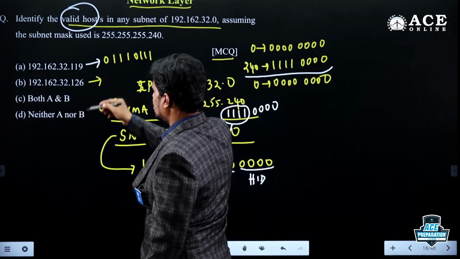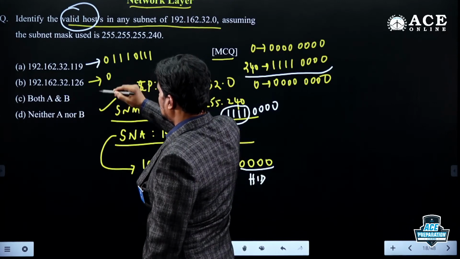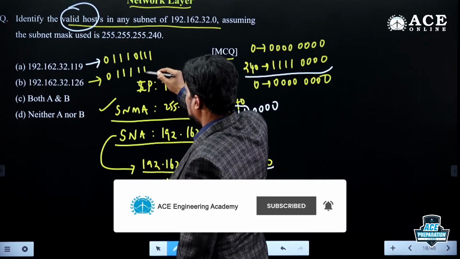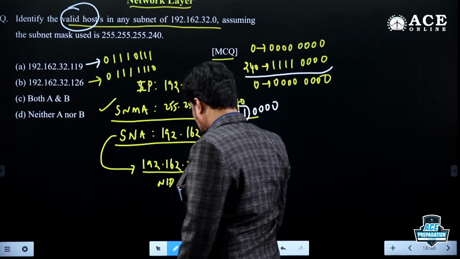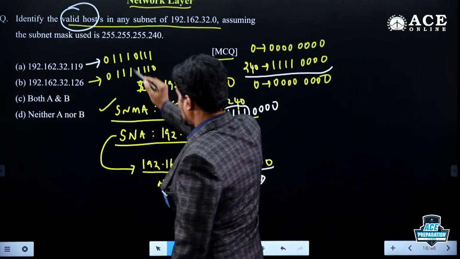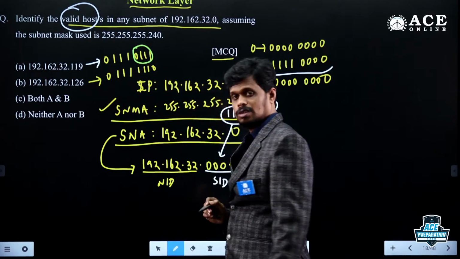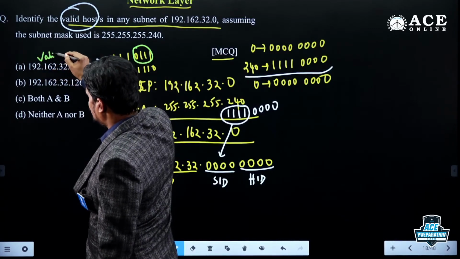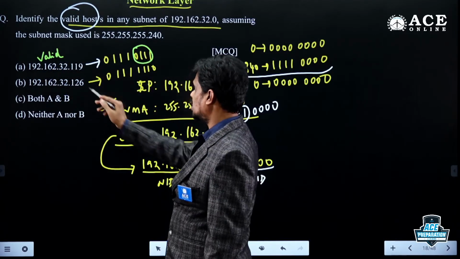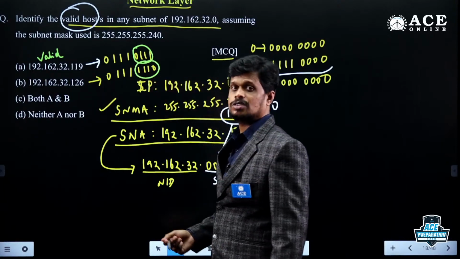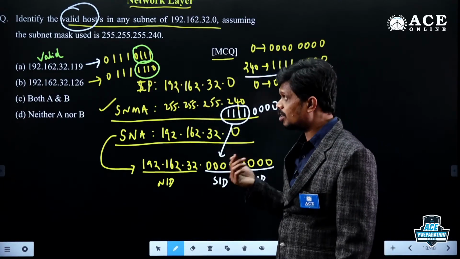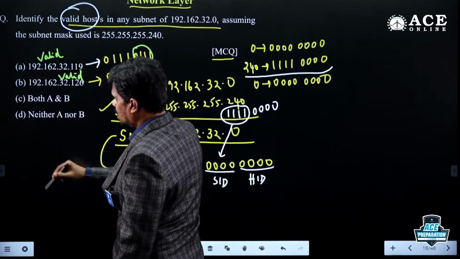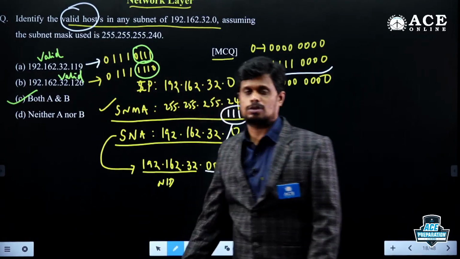And if you consider this 126, how can I write? 0, 112, 112 plus 14. 14, how can I write? This is 14. So if you verify, the last 4 bits of 119 are not all zeros and not all ones. It means that this is a valid address. Next, 126 if you consider, this is also not having all ones or all zeros as the last 4 bits. So this is also a valid address. Since both are valid, option C is the answer for this question, both A and B.